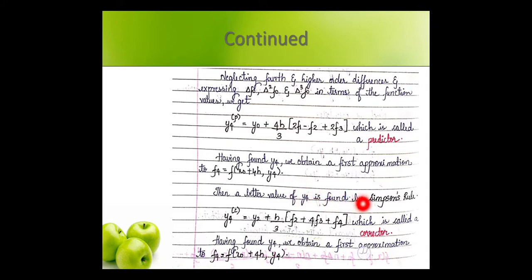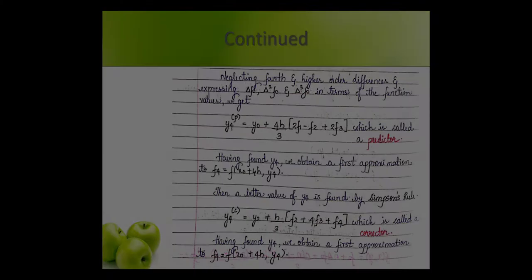F4, by applying Simpson's rule you will be getting the corrector formula, that is y4 is equal to y2 plus h divided by 3 times f2 plus 4 f3 plus f4. So the corrector formula goes like this: y4 is equal to y2 plus h divided by 3 times f2 plus 4 times f3 plus f4. This is the corrector formula which you are required to use in the problem. The predictor formula also will be required to be used in the problem.